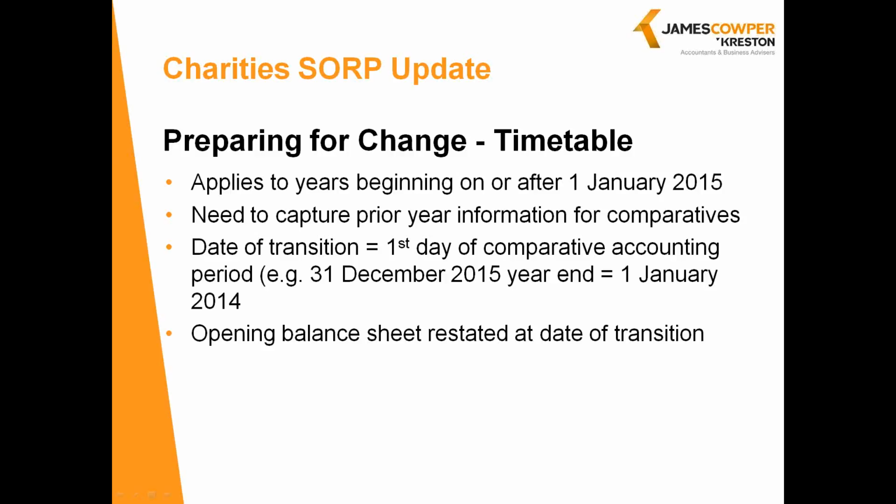But it's also necessary to work out something called the date of transition, and then go back to that date and look at the changes from that date, at that date and from that date, in fact. So effectively, the date of transition is the first day of your comparative accounting period. So for the year ended 31st of December 2015, your comparative period is obviously the year ended the 31st of December 2014. And so the first day of that period is the 1st of January 2014. So for a December year end charity, the 1st of January 2014 is the transition date.